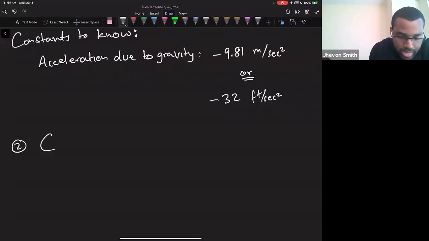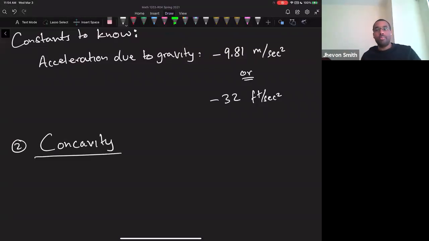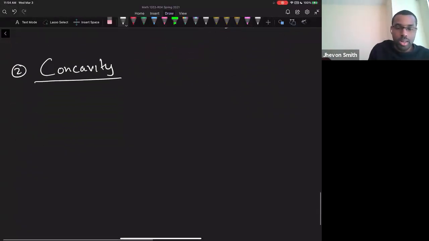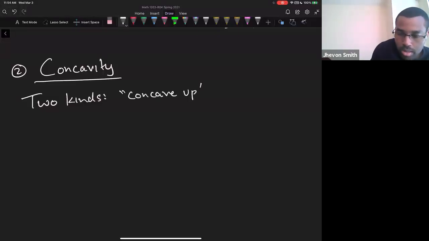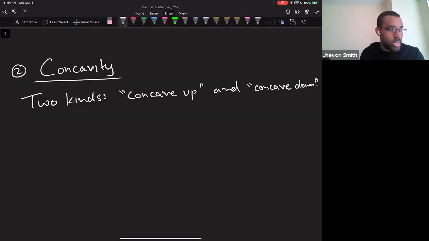Okay, so another very important application. There's something called concavity. For us, there are two kinds. There's what we call concave up and concave down. Now I'm going to explain what these are, how you can identify them using derivatives, etc. So let's talk about concave up.